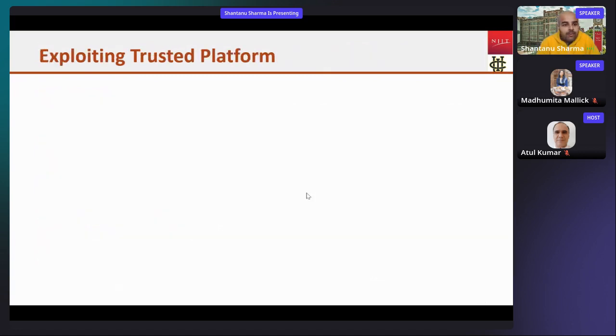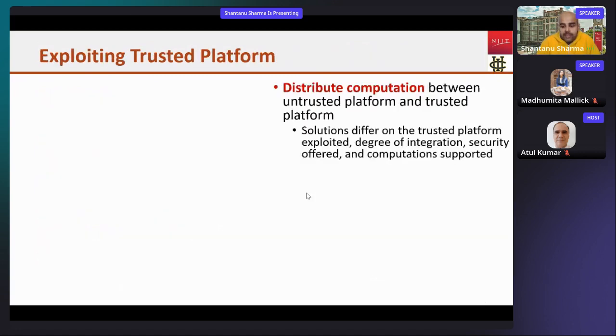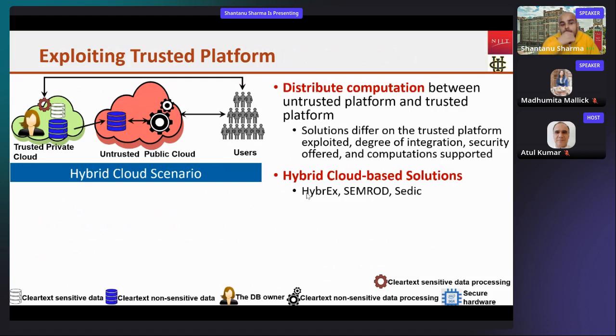Okay. So the next thing is, can we use trusted platforms, as I told you in the beginning? Right now I have covered two categories of the encrypted techniques, encryption based and secret sharing based techniques. So now, can we use trusted platforms also? The easiest trusted platform is hybrid cloud. Some data is at the private side and other data is at the public cloud.